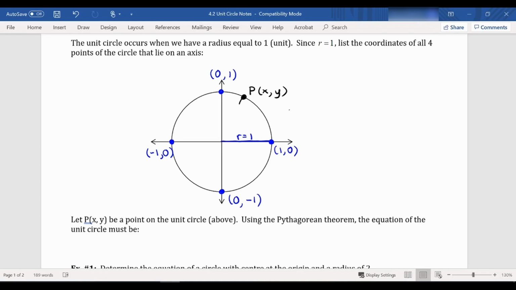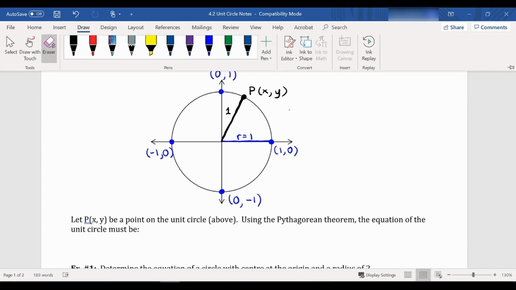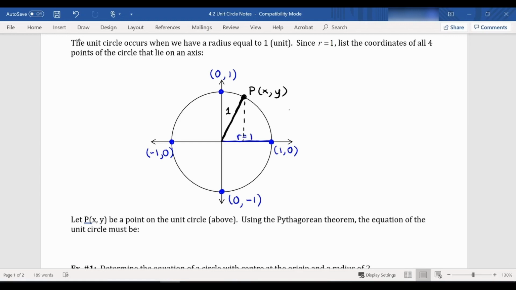So first, I know that this has a radius of 1. And if I draw myself in a little triangle here, let me just remove my r equals 1 that we wrote before. It's kind of in the way. Okay. So if I draw myself in a little triangle here, we know that the point x comma y means I traveled right by a distance of x and up by a distance of y. We know that this has a radius of 1. Okay. And this is a right triangle.